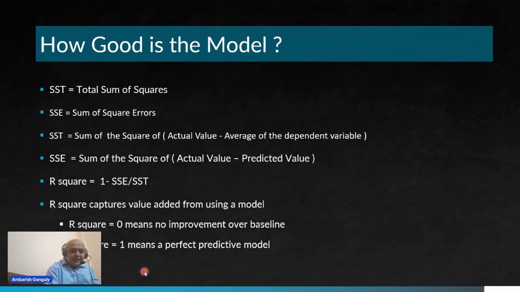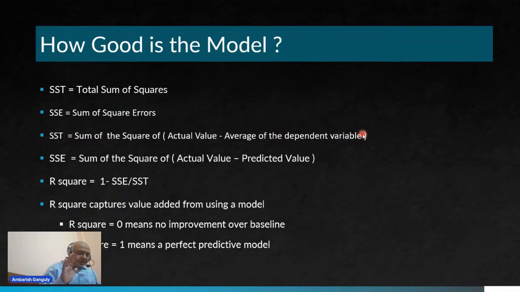So what is the total sum of squares? It is a very simple thing. This is the actual value. That means we are trying to predict, say, suppose the wine price. So actual value minus the average of the actual value, that is the average of the wine price. And then for each of these data that we are having, we'll square it.